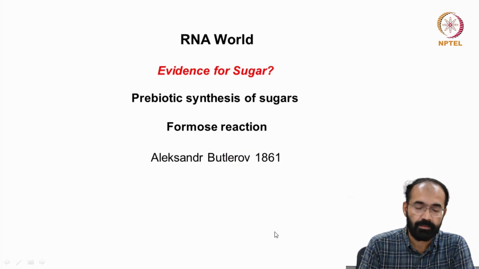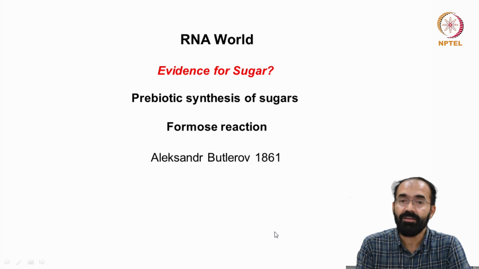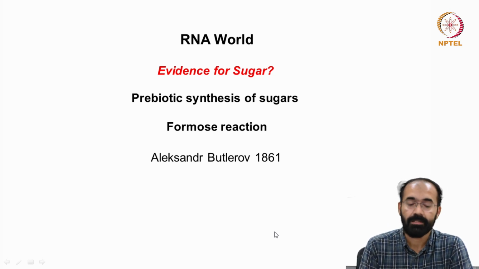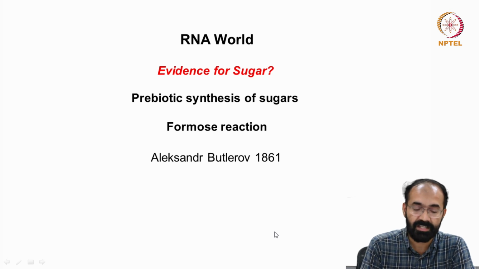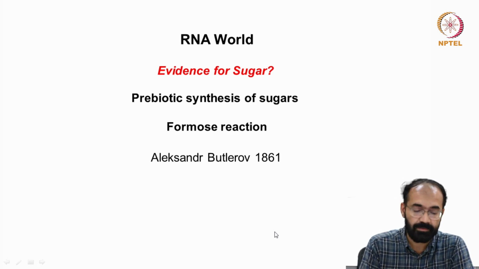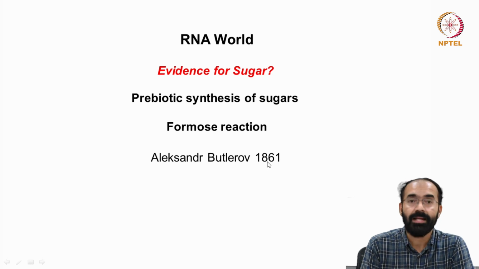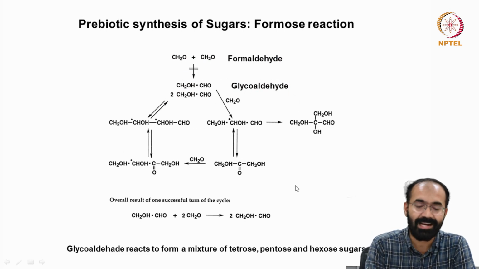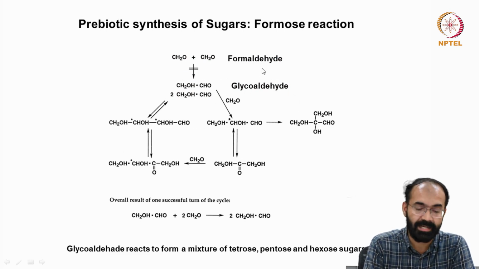So looking further into the RNA world, do we have evidence for sugar? And is it possible that sugars can be synthesized prebiotically? And the answer is yes. And the reaction is called the Formose reaction. It was discovered by Alexander Butlerov in 1861. The Formose reaction is pretty simple. Although it is a lengthy process, the starting material is formaldehyde. What is the chemical formula?